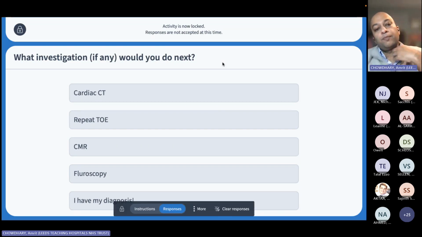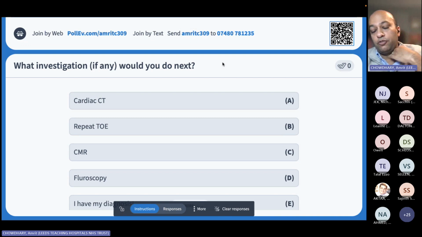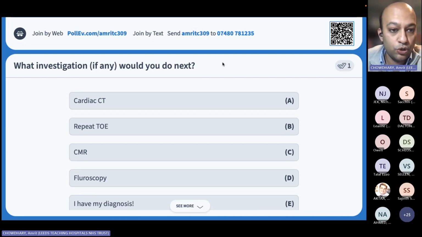Based on that, if you're sure of your diagnosis, or even if you're unsure, what would be the next investigation that you would like to do? Cardiac CT, another TOE, cardiac MRI scan, fluoroscopy, or we're pretty sure of our diagnosis and don't need to do any more investigations.